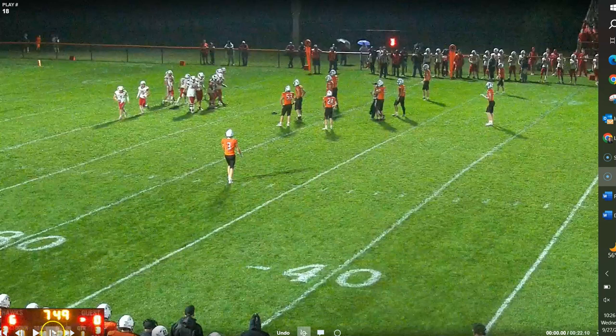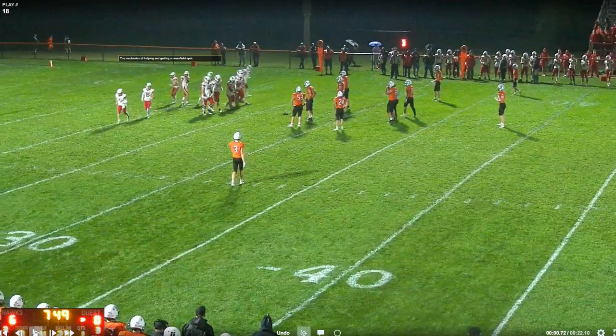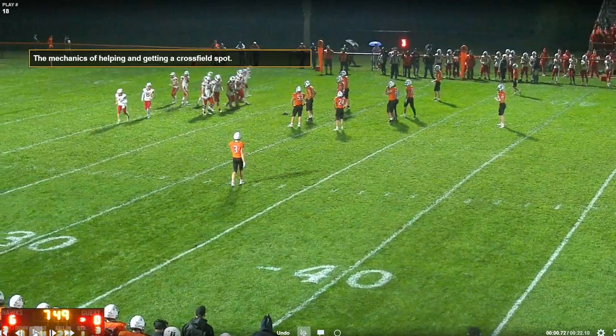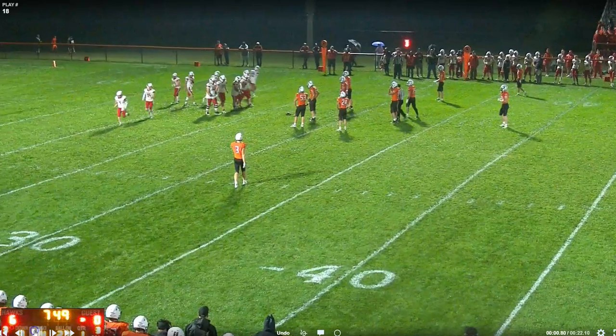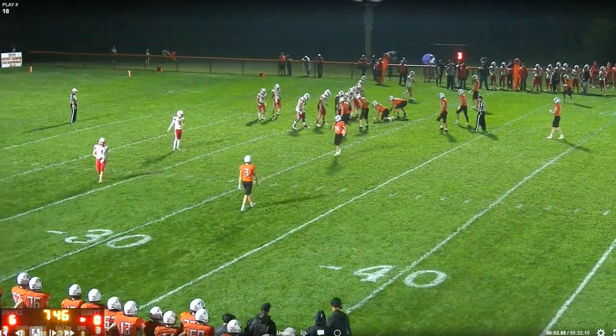So this first one here, talking about crossfield mechanics and a crossfield spot. So let's take a look at this play. We'll break it down and talk about it.